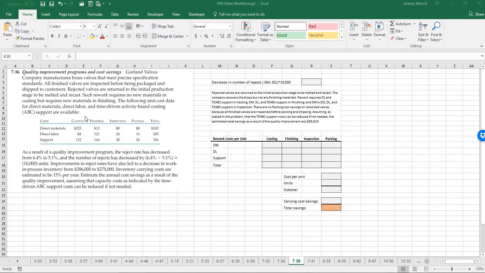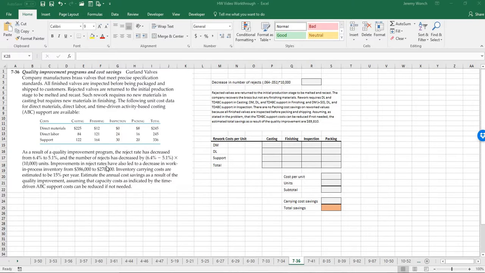So that's important. The rejected valves go back into the production stage, they get melted down and recast. No rework requires any new materials, but it does require new finishing materials. So, okay.